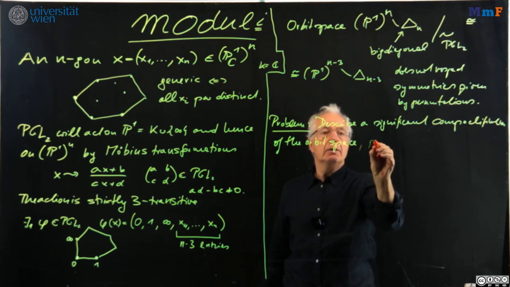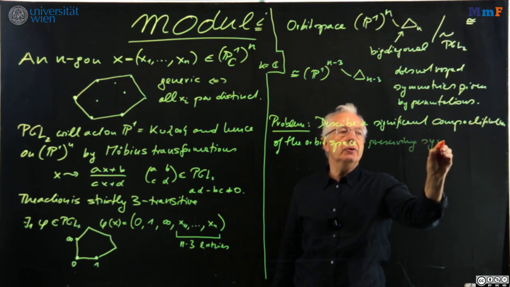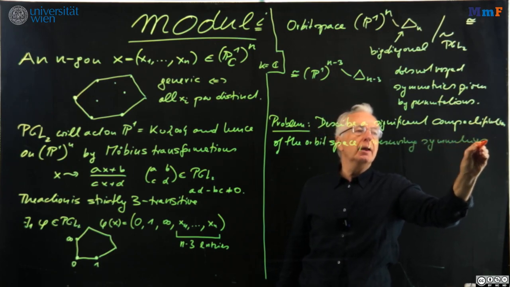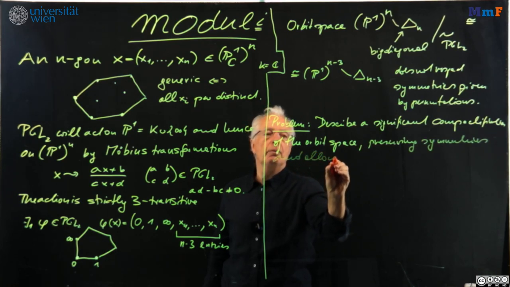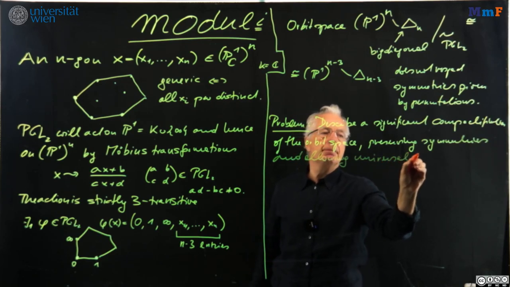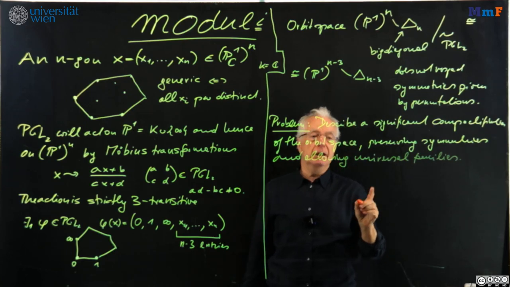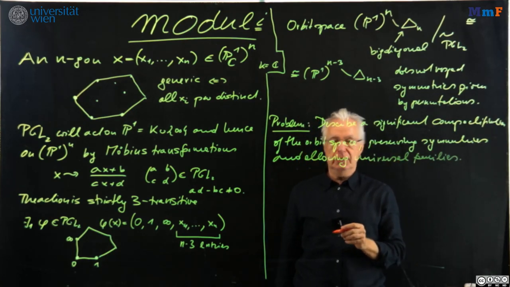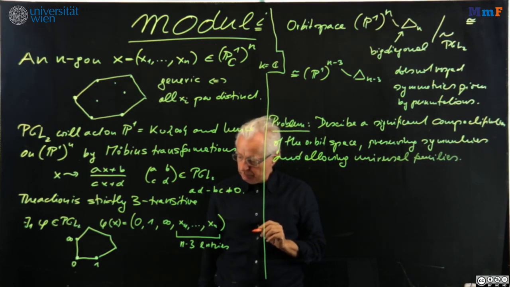So, preserving symmetries and allowing universal families. I will, at the end of my lecture, define what universal families are. For the moment, you don't need it. Okay?